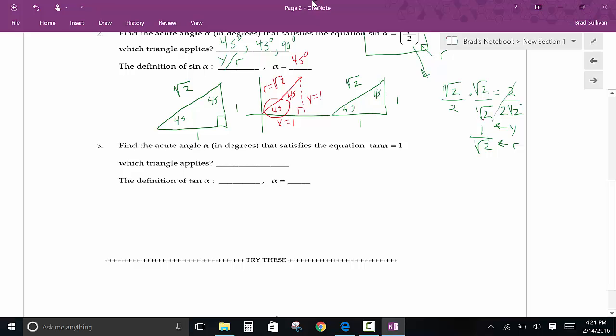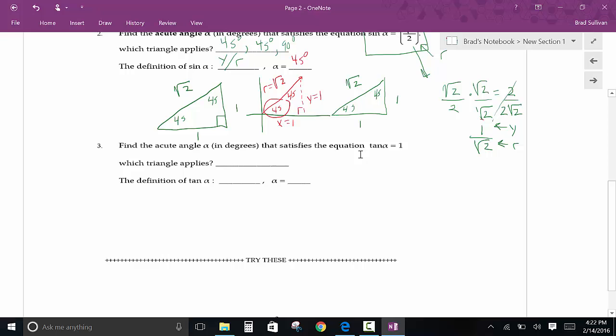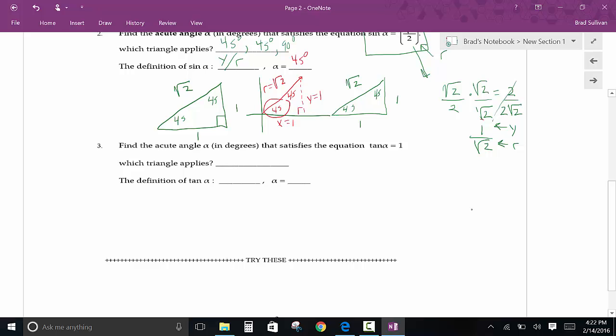I'm going to look at maybe one other illustration of this. Again, you're trying to work backwards to help you figure out the value of this angle. So the next thing I want to go through and do on this one is I've given you the statement tangent alpha equals 1. Again, we're going to be finding the angle alpha. So let's reason it out this way.